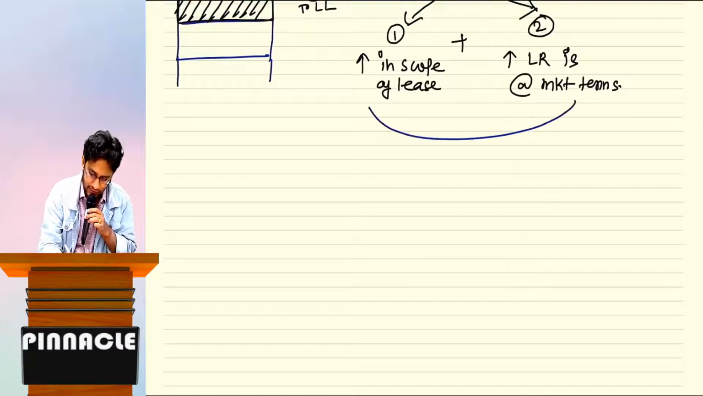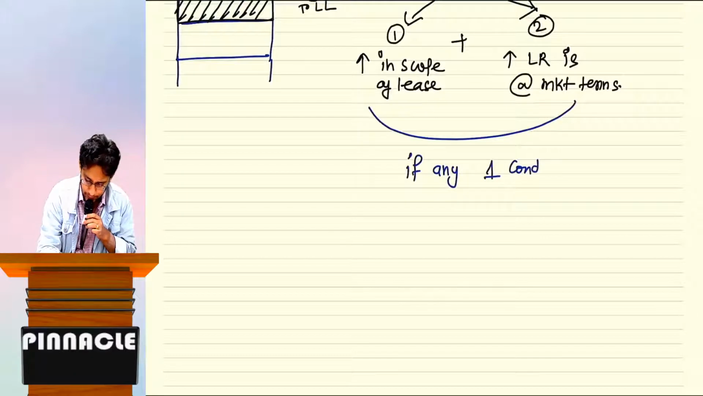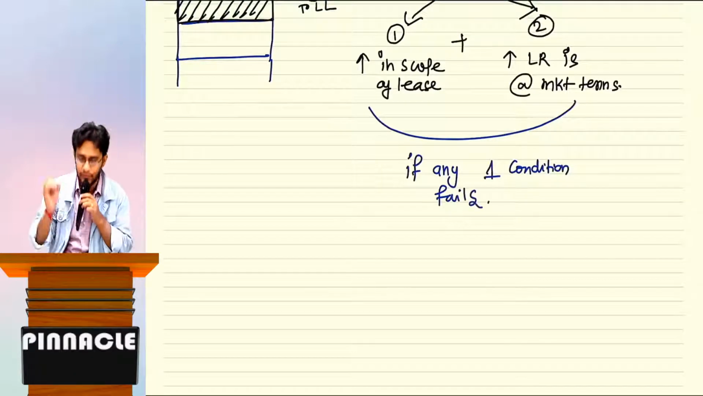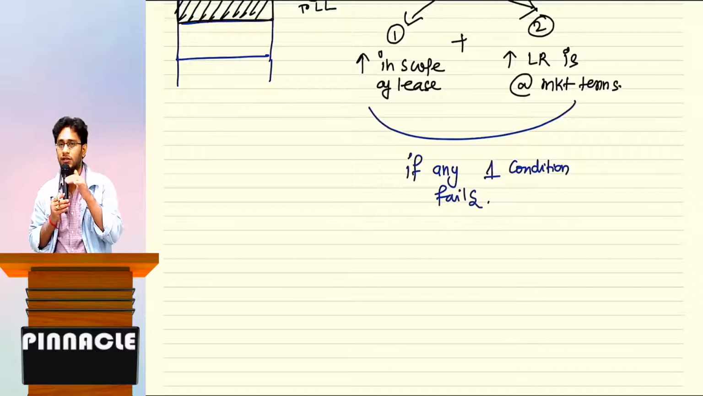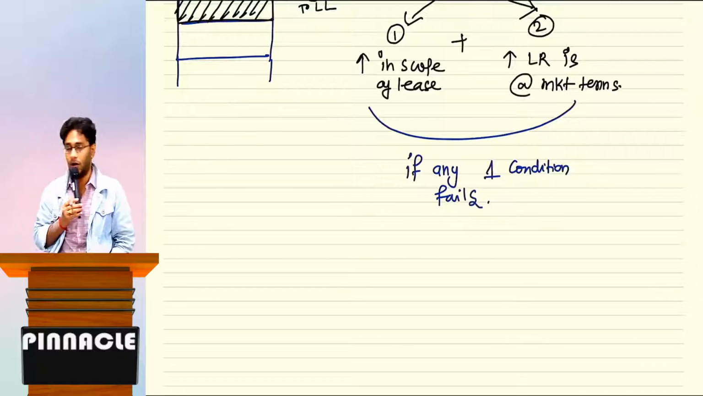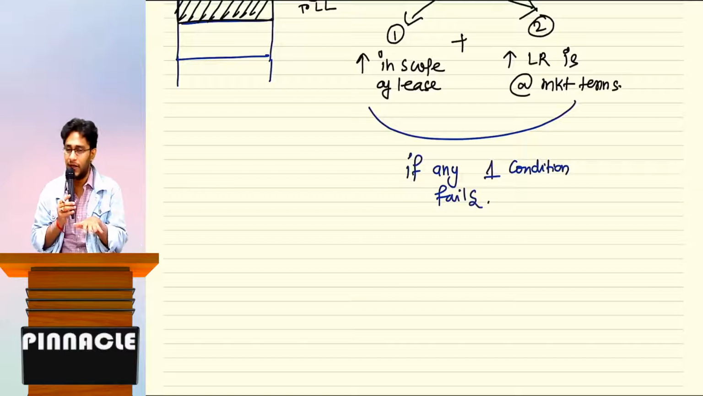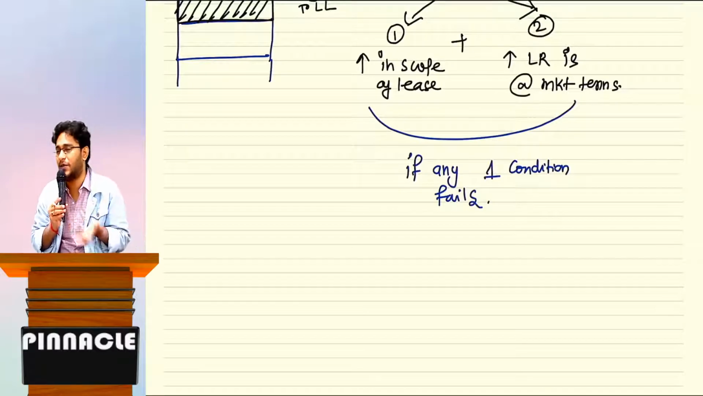In these two conditions, if any one condition fails, means either it is not an increase in the scope, or it is an increase in scope but the lease rent is not at market terms. Our lessor fellow said, our lessor fellow is desperate to get somebody.